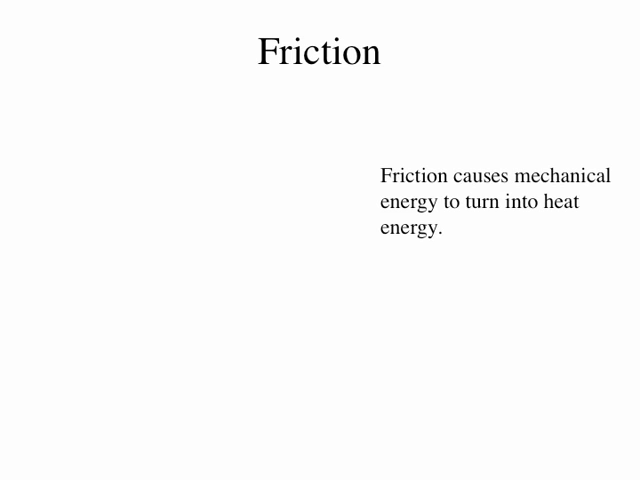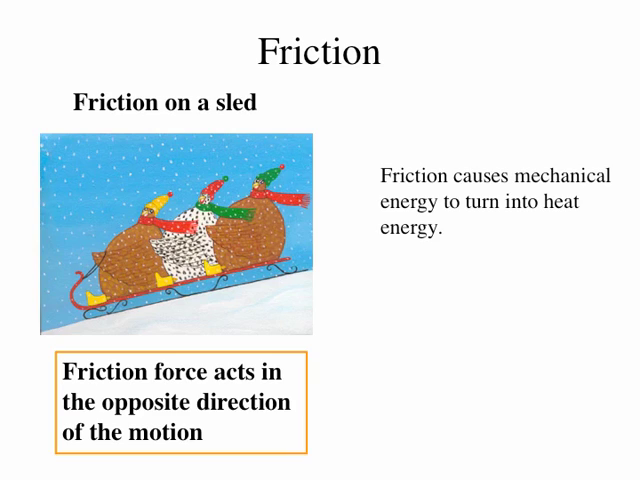Friction. Friction causes mechanical energy, that is the energy of moving things, to turn into heat energy. So for example, friction on a sled. We have these chickens riding down the ski slope on a sled. I don't know why the chickens are riding on a sled, but there it is. Friction is acting in the direction that is opposite of their motion. So if they're sliding downhill, friction is pushing back uphill.